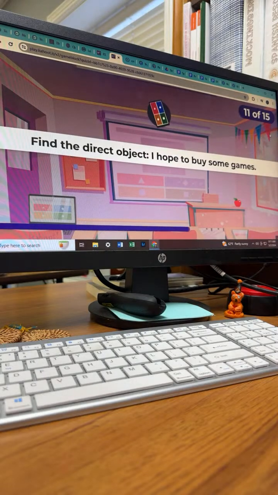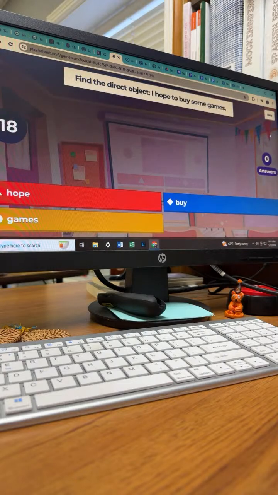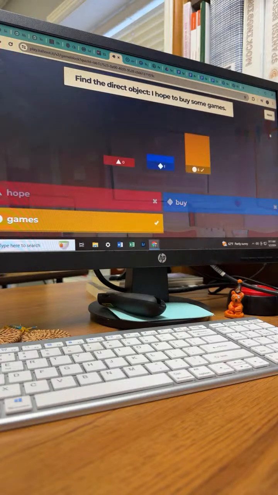I hope to buy some games. What is the subject? What is the verb? And then think about what is being done. Okay, so the verb is buying. What are you going to buy? You're going to buy what? Games. So games is the direct object. It's receiving the action. I am not receiving the action. I'm not buying myself. So I'm not buying hope. I'm buying games.